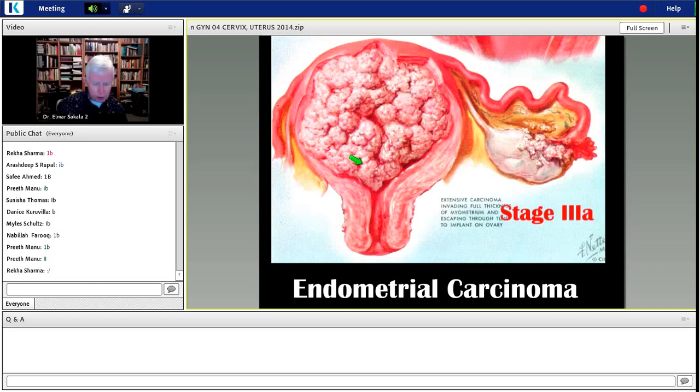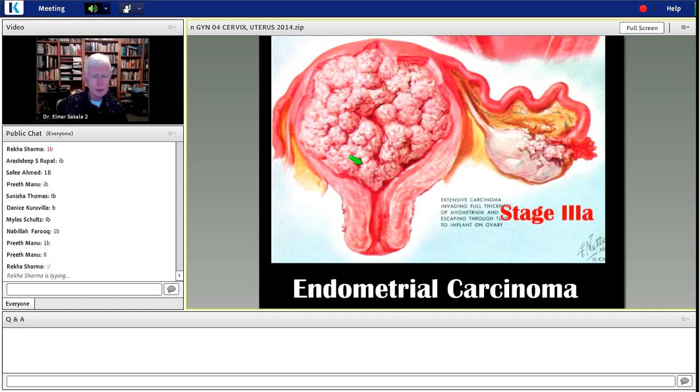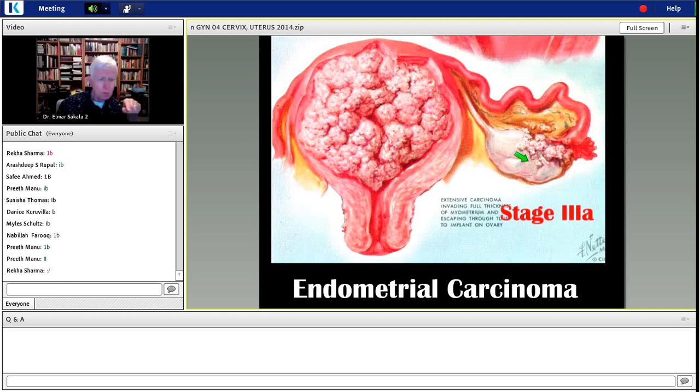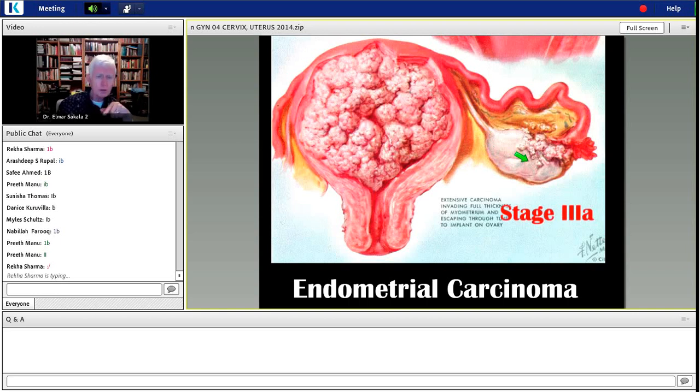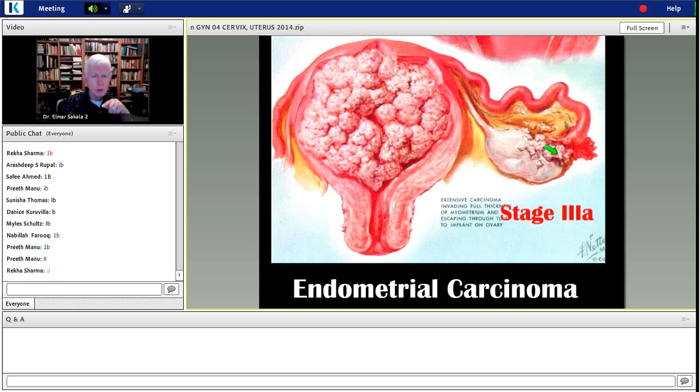Ovarian cancer, which is metastatic from somewhere else, is typically on both sides. And this shows why we do a TAH, but also a bilateral salpingo-oophorectomy, because you could have endometrial carcinoma in the tubes and on the surface of the ovary. So we take great care to remove the tubes and ovary and not spill anything into the peritoneal cavity.